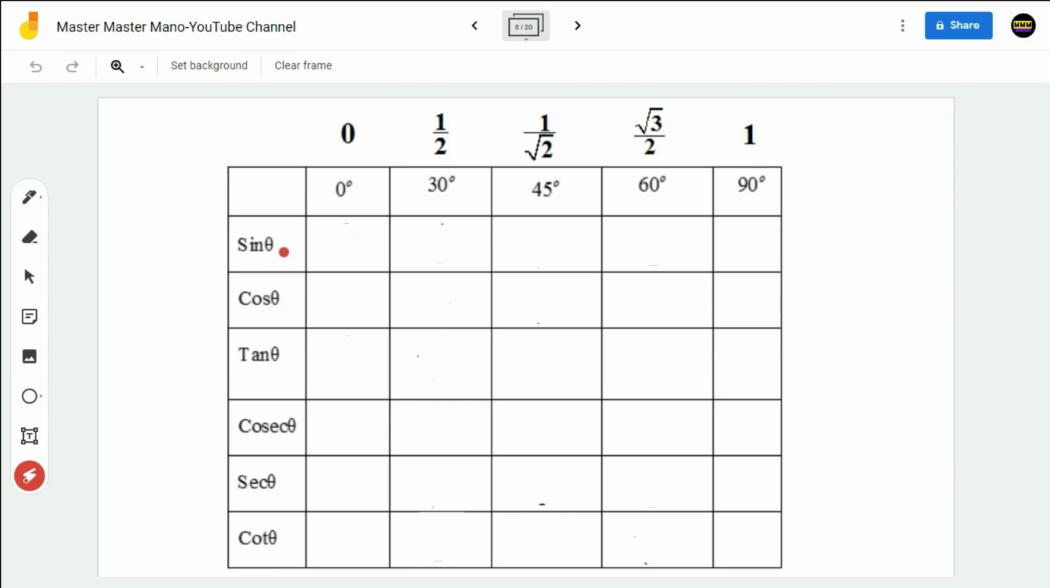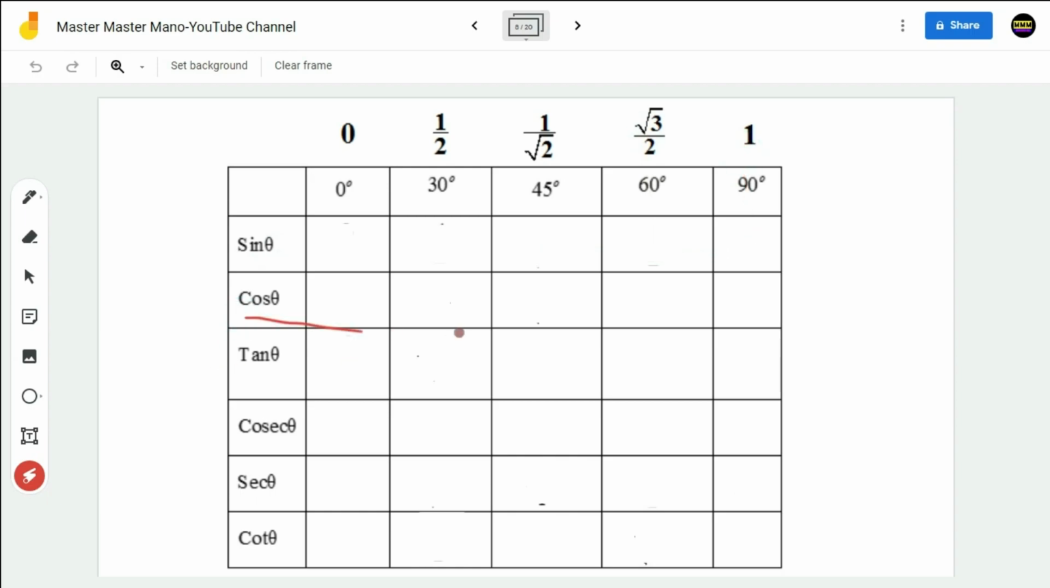We have to write the 6 trigonometric ratios like this: sin theta, cos theta, tan theta, cosecant theta, secant theta and cot theta, and the standard degrees 0 degree, 30 degree, 45 degree, 60 degree and 90 degree. Now we are going to fill the sin theta first. To find sin 0 degree we have to write 0. For sin 30 degree we have to bring 1 by 2. For sin 45 degree we have to bring 1 by root 2. For sin 60 degree we have to bring root 3 by 2. For sin 90 degree we have to bring 1 here.